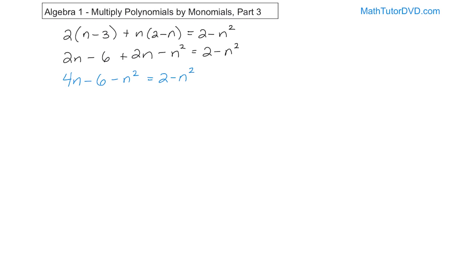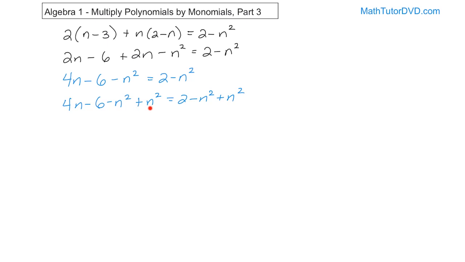All right, now here's the interesting thing. You see the n squareds here, right? So you want to try to combine them because they're like terms. But when you try to do that, you would have to add n squared to both sides of this equation. Let's just see what happens when you do that. 4n minus 6 minus n squared, and we add n squared, is 2 minus n squared plus n squared.